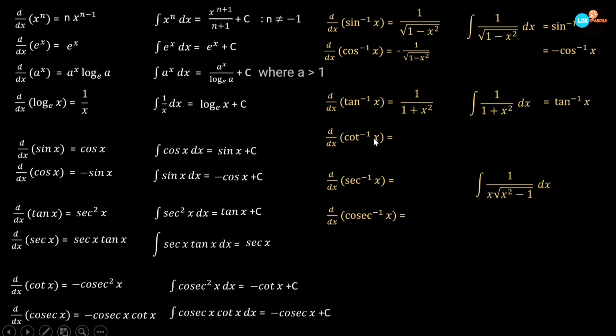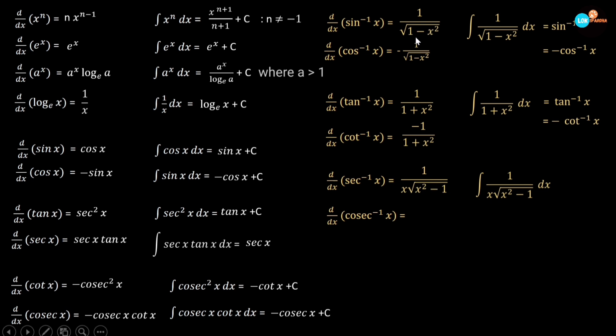And the derivative of cot inverse x is negative, because it starts with c. If it starts with c, some function must have a negative sign. So it is minus 1 divided by 1 plus x square, but the integral of this function becomes minus cot inverse x, because they are antiderivatives. And next one, the derivative of sec inverse x is 1 divided by x root x square minus 1.